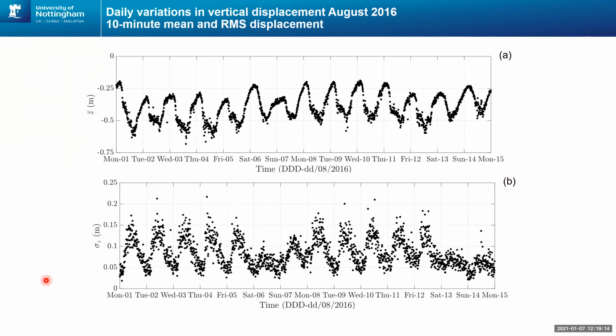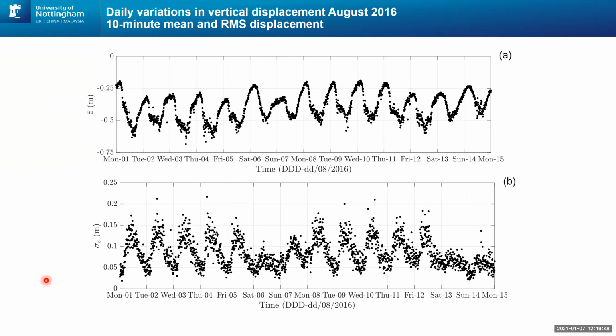Now, let me say a little bit about the influence of traffic and temperature on the response, and I can illustrate that probably most easily with a couple of weeks of data from 2016. So these are 10-minute mean and RMS displacement statistics in the vertical direction. The top image shows the mean displacement, the bottom image shows the standard deviation. So it's probably good to think of those in terms of the static displacement and the dynamic displacement.